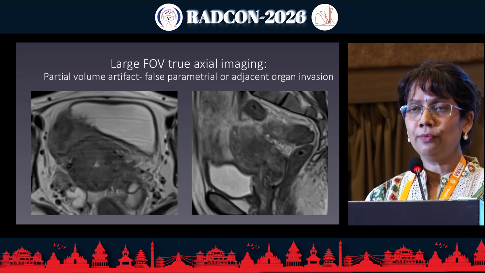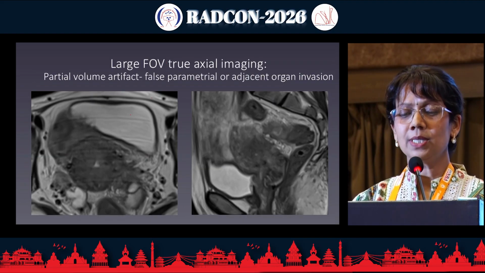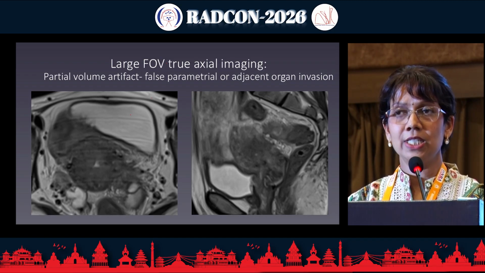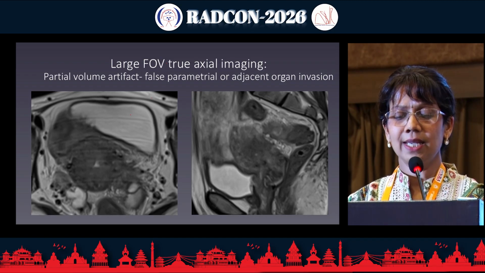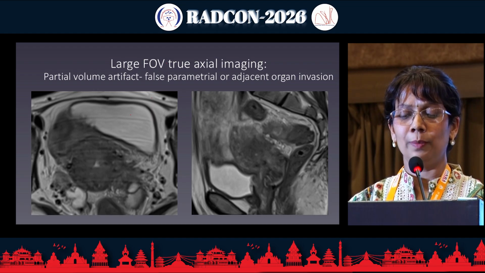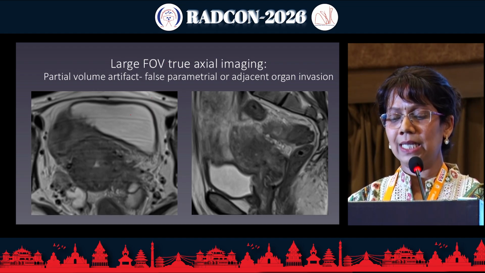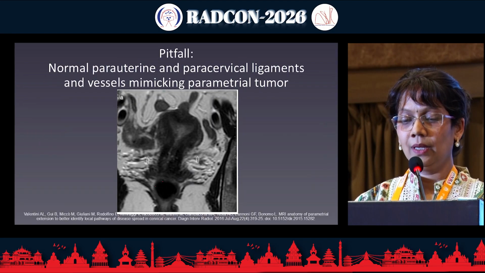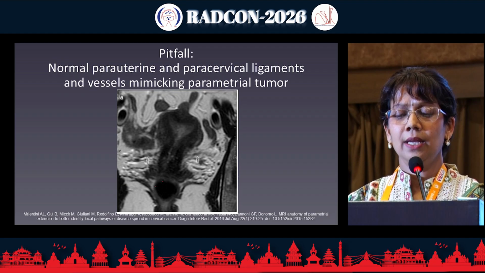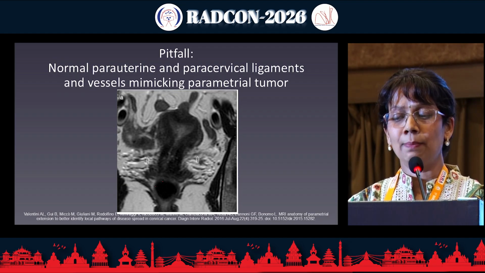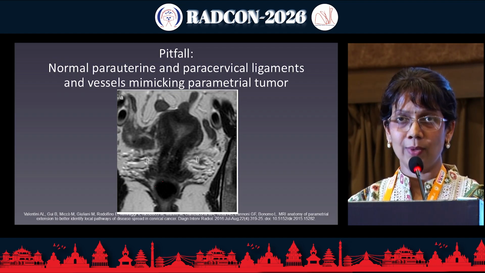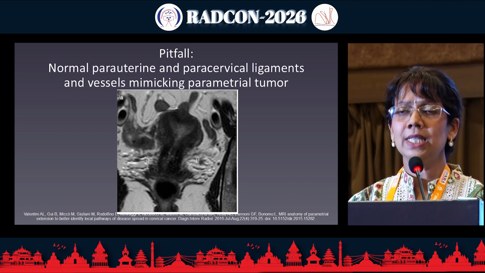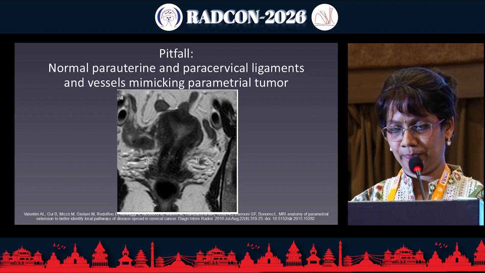A large FOV true axial image will cause a partial volume artifact leading to a false parametrial or adjacent organ invasion, as in this case where there is an apparent involvement of the bladder wall, which is clearly normal in the sagittal sequence. Another pitfall is the normal parauterine and the paracervical ligaments and vessels which may mimic parametrial tumors, but usually when they are normal, they are less than 3 millimeters and smooth.